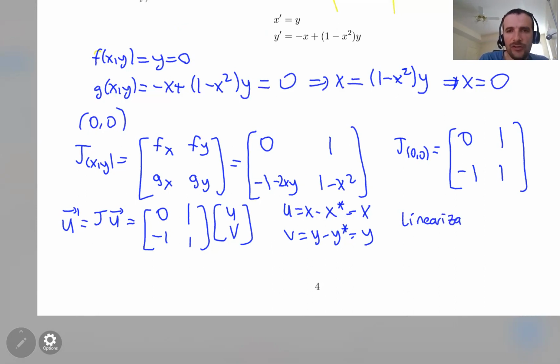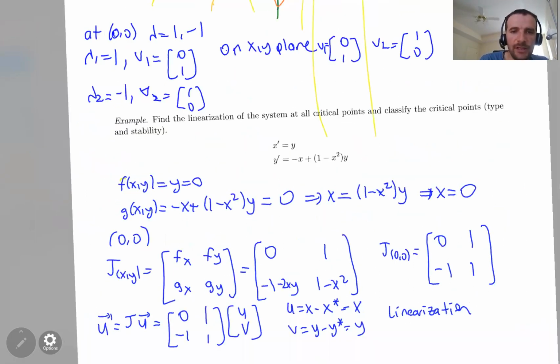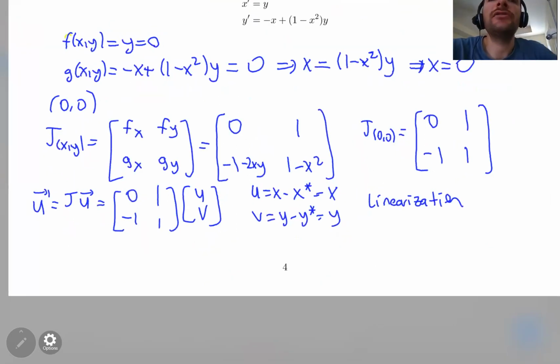And the question is also asking to classify the critical point. So we have only one critical point. Let's try to classify it. And to classify it, we need to find the eigenvalues of the Jacobian, right? But for the sake of time, let me find the eigenvalues using a tool. I don't have enough space actually for the eigenvalues, as you see over there. Okay. So the matrix is 0, 1, negative 1, and 1. Let's find the eigenvalues.